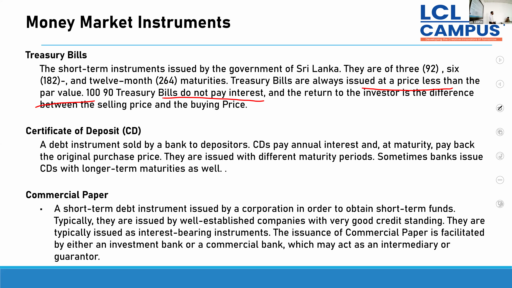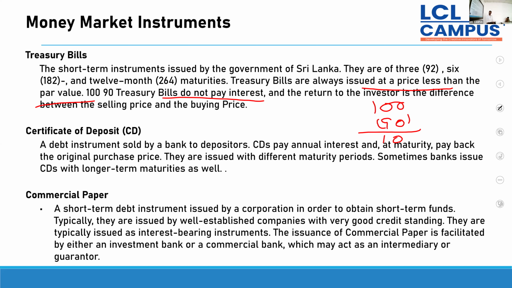Treasury bills do not pay interest, and the return to the investor is the difference between what? The selling price and the buying price. The selling price is 100, but the buying price is 90. So what is the return? 10 rupees, right? Selling price is 100, buying price is 90, no? Then 10 rupees is the return from this treasury bill. Clear?